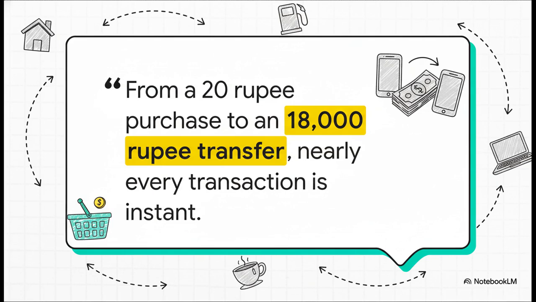And the range is what's so remarkable. We see everything from a tiny 20 rupee purchase to a massive 18,000 rupee transfer. Clearly, UPI isn't just for one type of payment. It's being used for literally everything. It is the financial backbone of this person's day-to-day life.